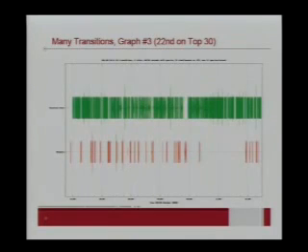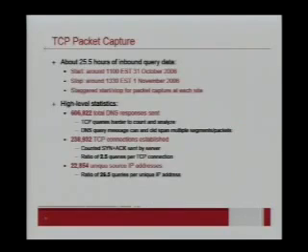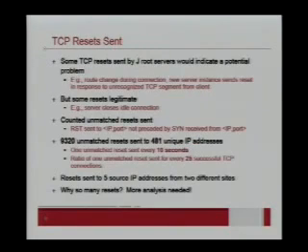This was one of the more pathological situations here, where we saw a lot of transitions with very few simultaneous. So after we did our UDP analysis, we did a TCP packet capture, and we captured about 25 hours of TCP packets. Out of the high-level statistics, we captured 6,000 DNS responses we sent out of 238,000 TCP connections established. And of them, we saw 22,000 unique source IP addresses.